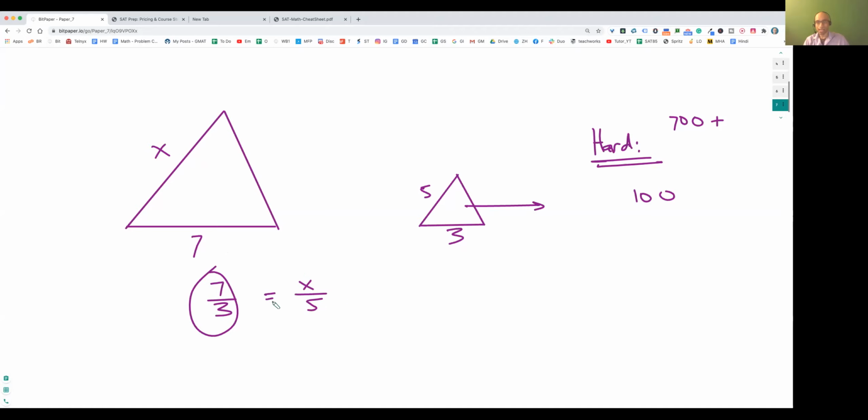Yes, the angles are equal. The angles are all equal. This one is equal to this one, and this one is equal to this one. Now 7/3 is equal to x/5, and we are almost running out of time.